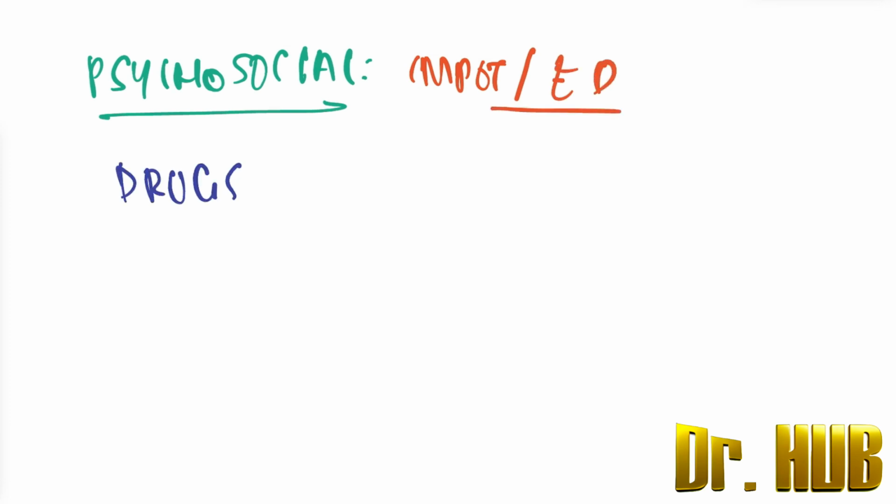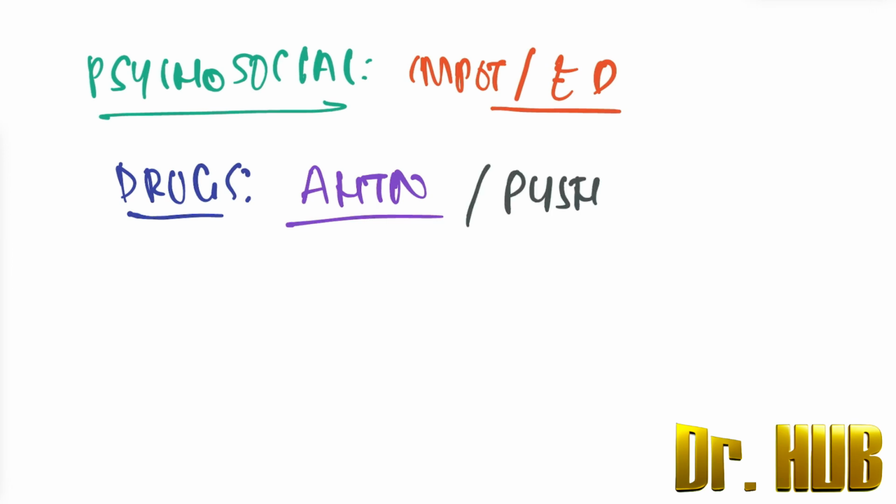Next, in pre-testicular, it can be due to psychosocial causes. Under psychosocial, it can be due to impotence or ED, that's erectile dysfunction. Then we look at the drugs. Under drugs, there are antihypertensives, or we can write it as ATHF, or antipsychotics.